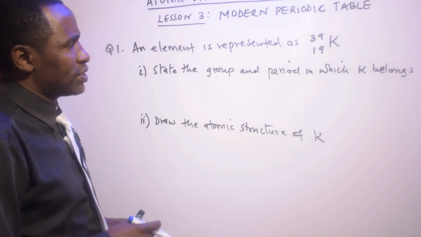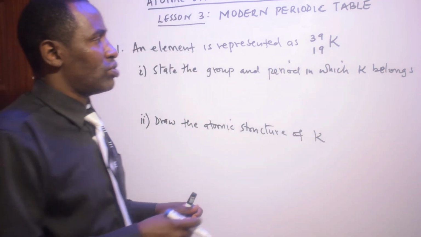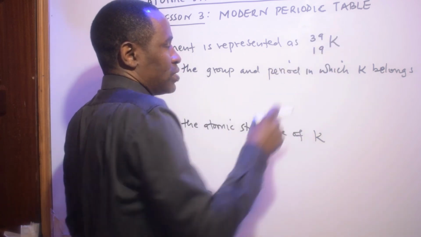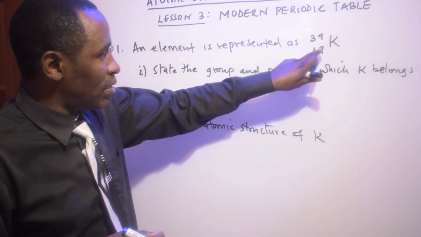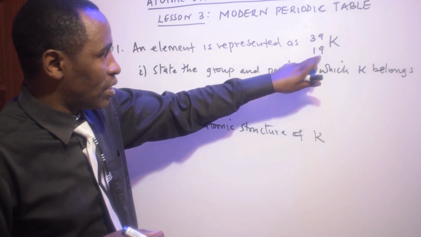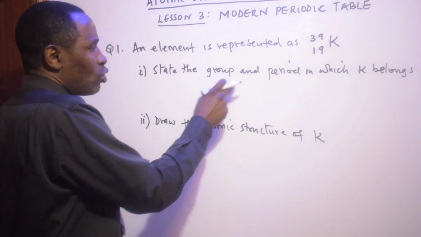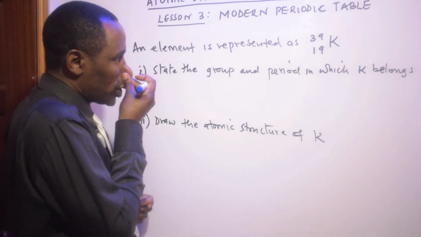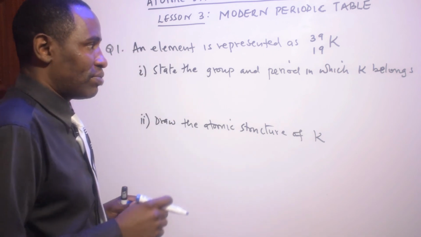Now, an element is represented as 39 19 K. In my previous lesson, I did mention that the superscript, the number above the element on your left, represents the mass number, and the bottom one represents the atomic number. So state the group and period in which K belongs. To be able to do this, we've got to have the electron configuration. That's the first thing that we're going to have.